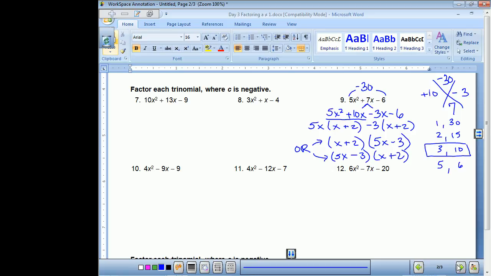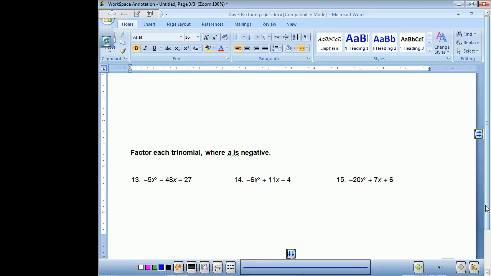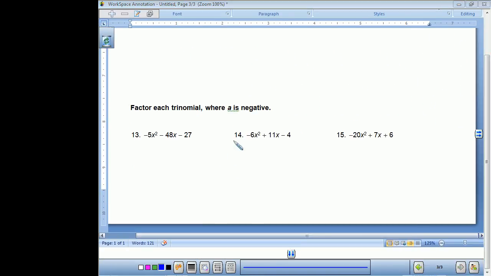Okay, now we're going to skip to the bottom because the bottom has a negative out in front. And negative out in front just really kind of makes me mad. I feel like it just makes it positive. Okay? So, whenever there's a negative out in front, the first thing we're going to do is factor out a negative and make it positive. But when we factor out the negative, it makes the negative ones positive, but it makes the positive terms negative.